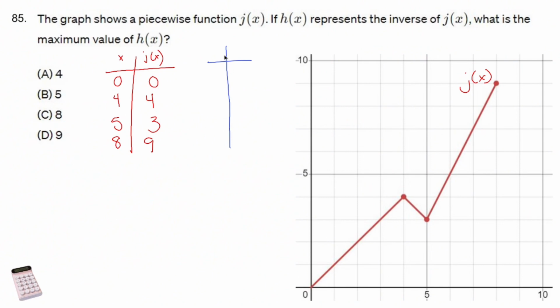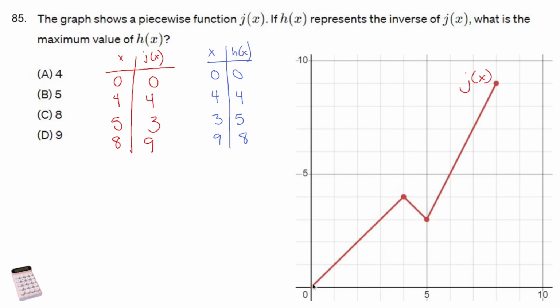So why should that change here? So 0, 0 swapped becomes 0, 0. Good job. 4, 4 swapped becomes 4, 4. Good job. 5, 3 swapped, finally a change, is 3, 5. Good job. And then 8, 9 swapped is 9, 8. Now this is my h of x function.